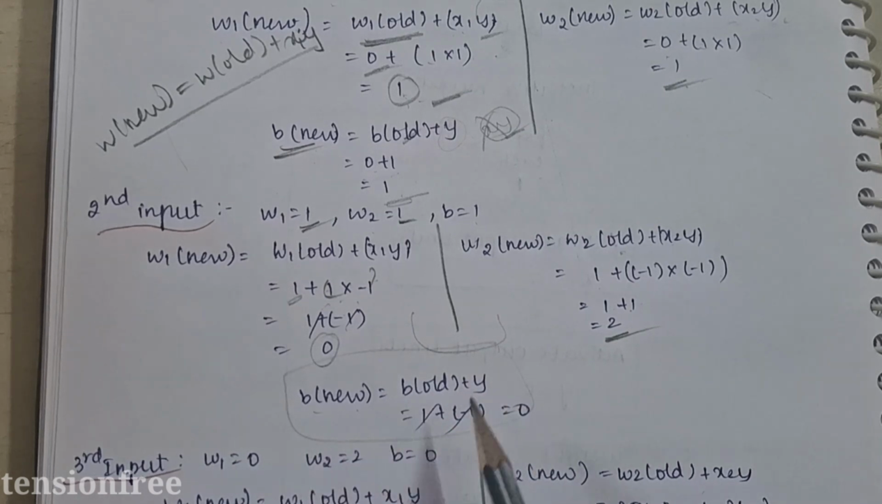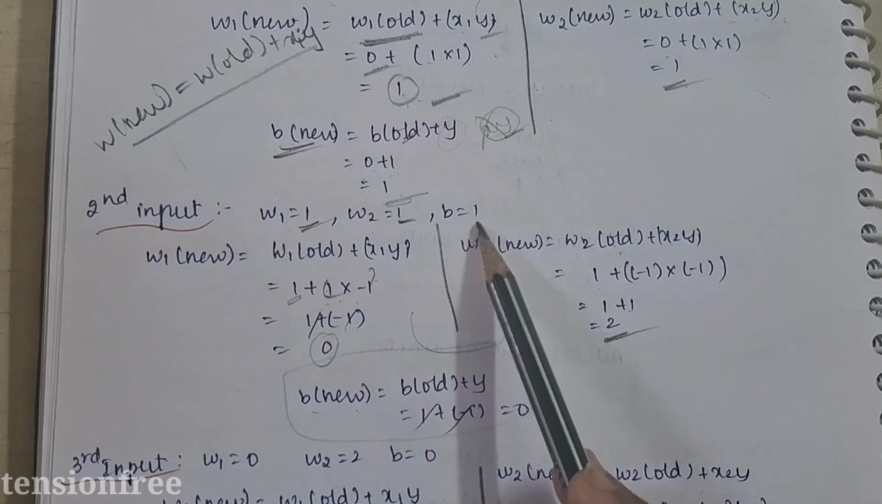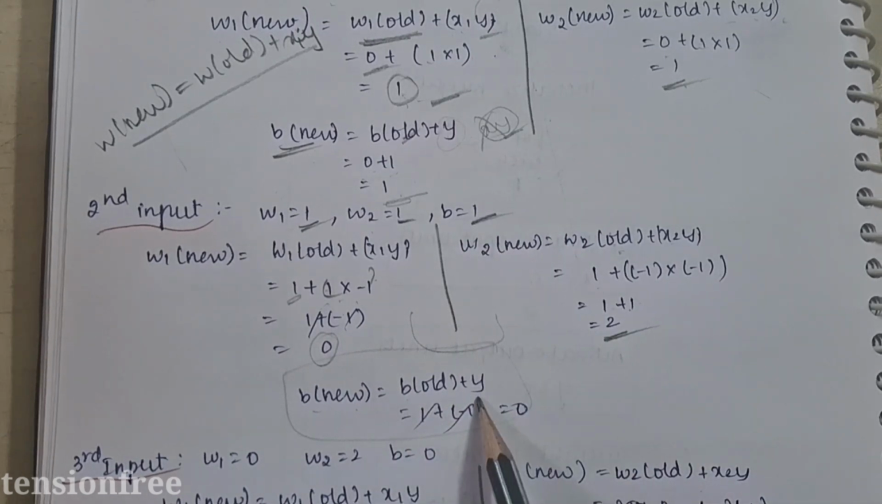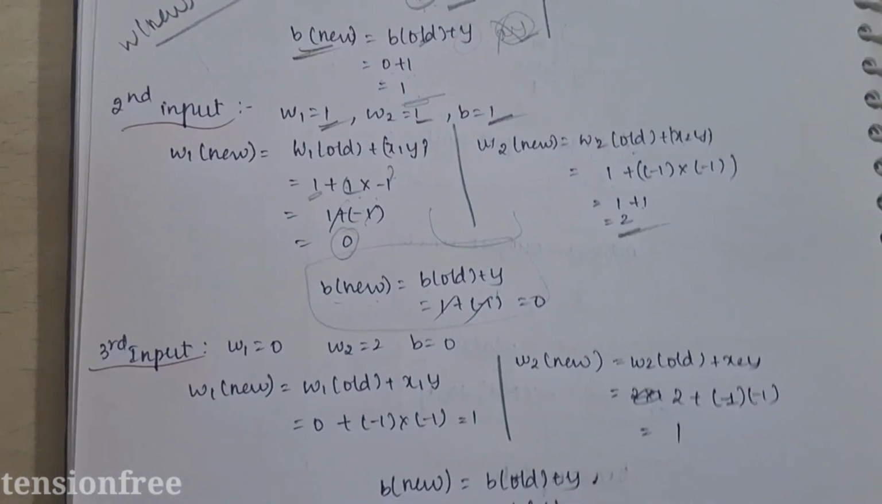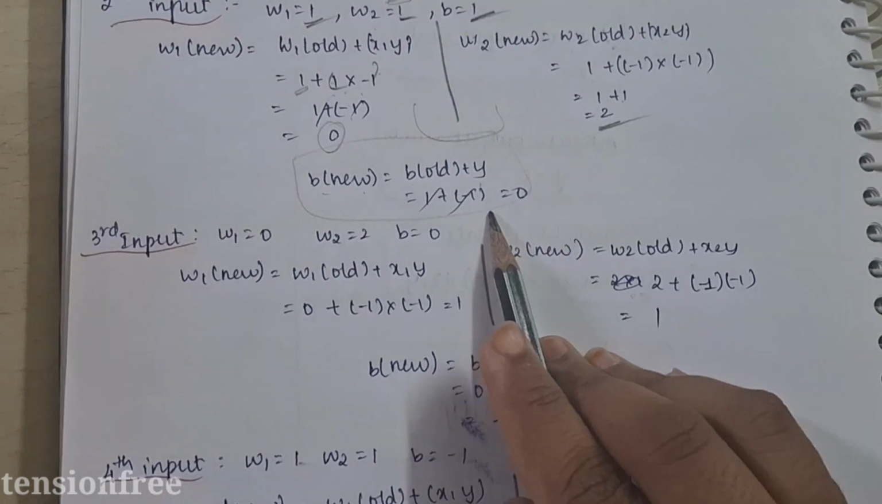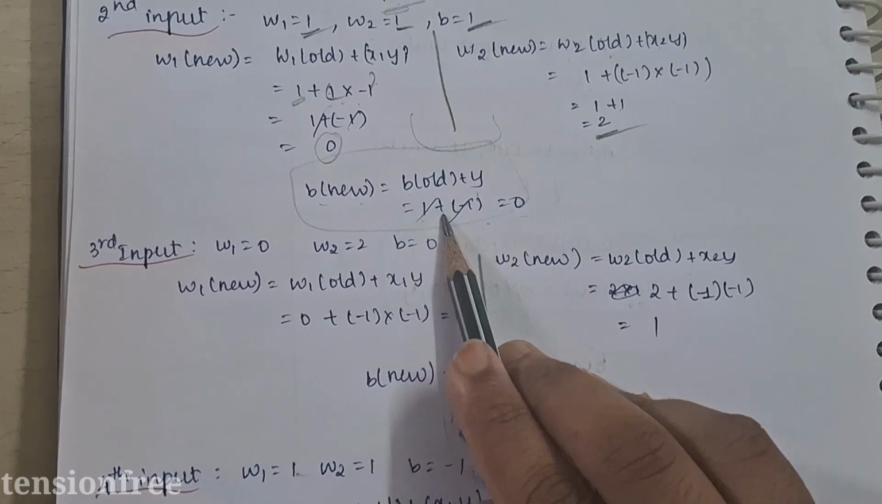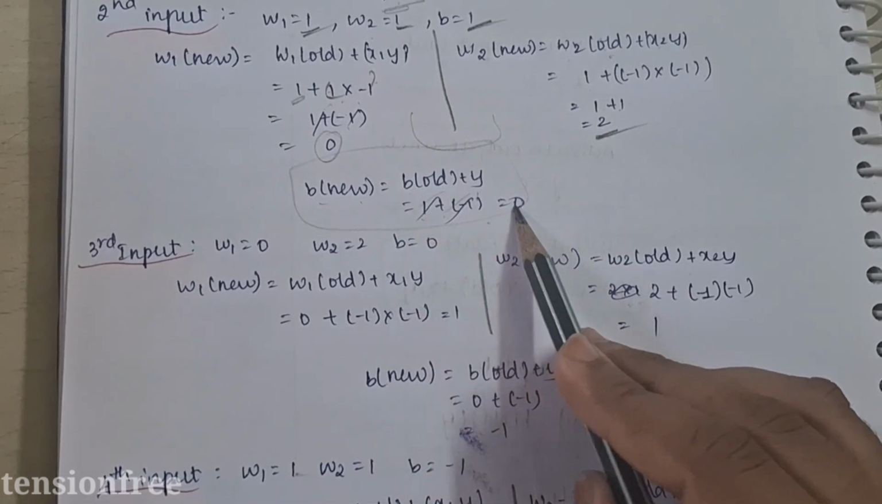B new is equal to B old plus Y. What is the old one? 1, plus y means here it is minus 1. We have to write here 1 plus 1 minus 1, everything gets 0.